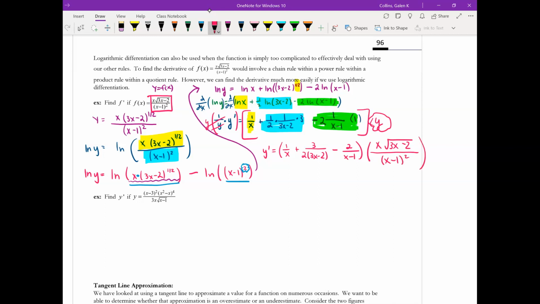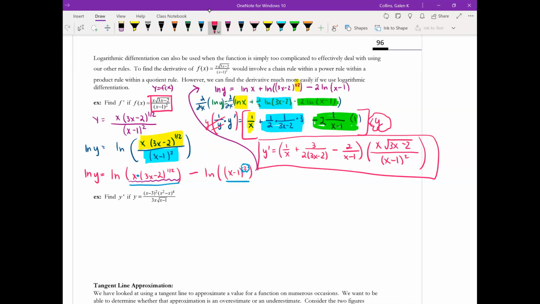Okay, can you imagine how crazy of a rule we would have to use to get this in combination of the product, quotient and chain rule? It probably wouldn't look just like that, but that is our derivative. And if this is your answer choice on the AP exam and you see how crazy it looks and you see that original function at the end, that's your key. That crazy derivative is probably a result of logarithmic differentiation.